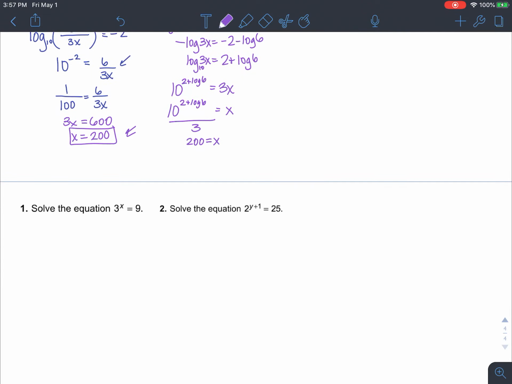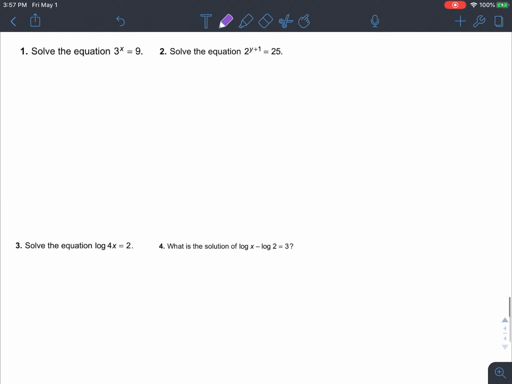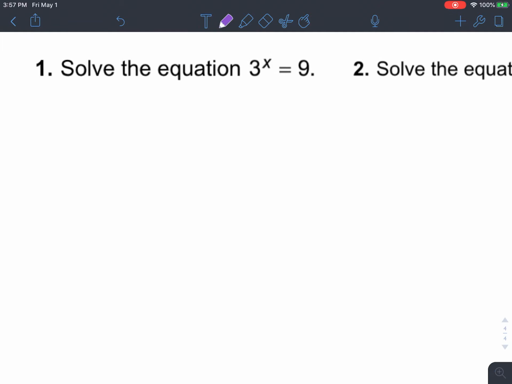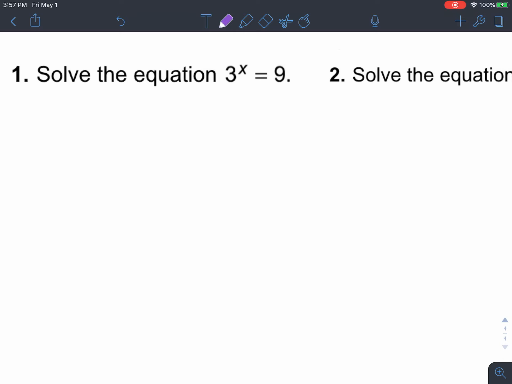Down at the bottom here are some practice problems. I would recommend trying them by yourself first, pausing the video, trying them yourself, and then you can watch if something goes wrong. Okay. This is kind of a no-brainer. x is 2. I wouldn't even show any work for that.